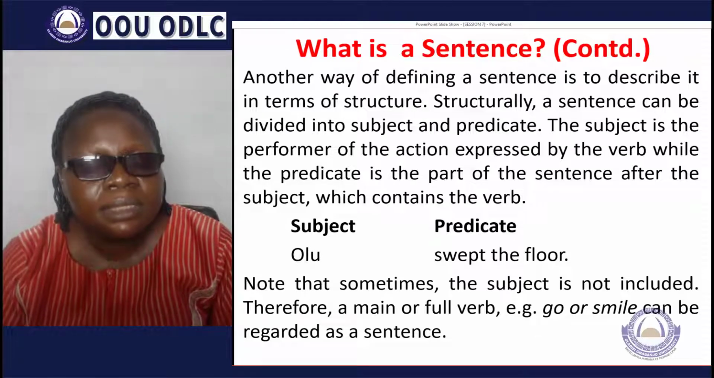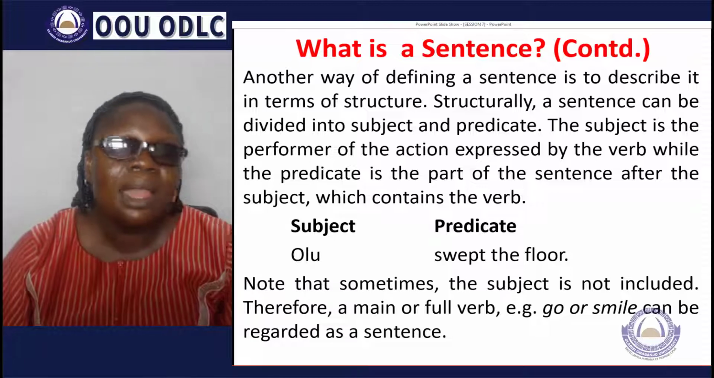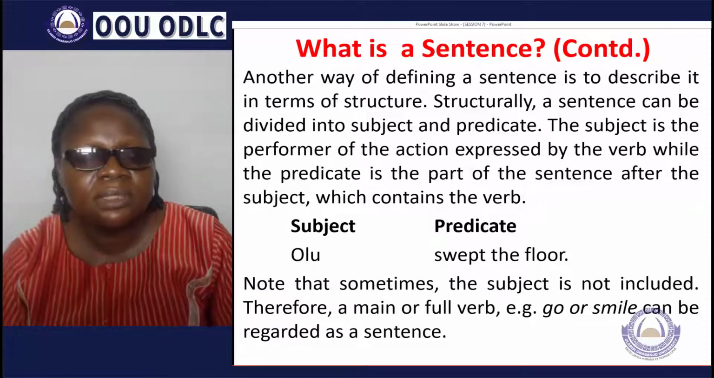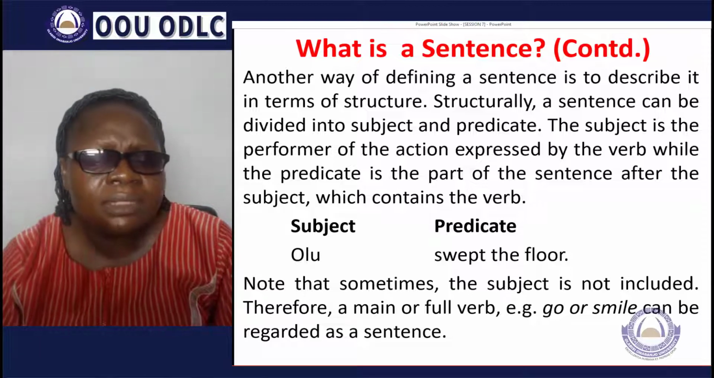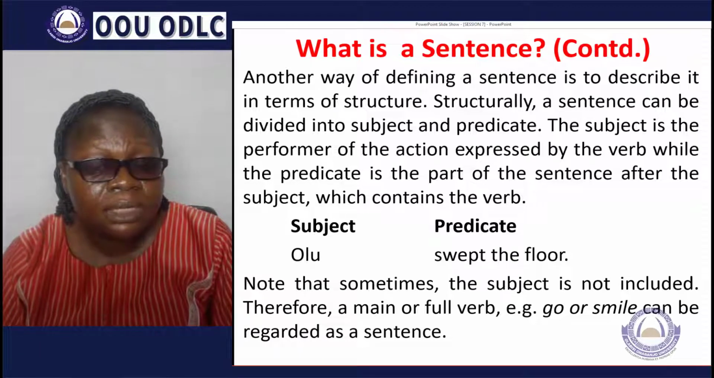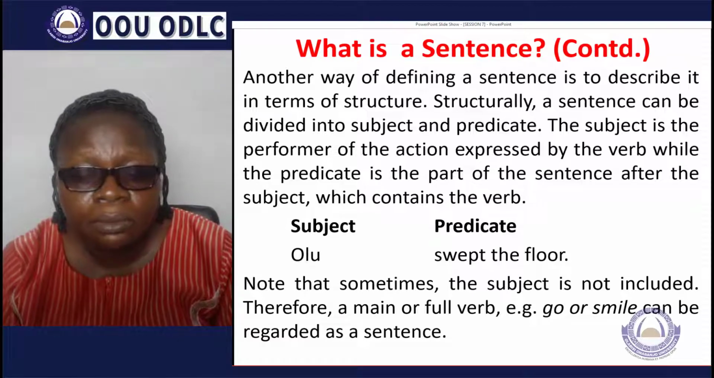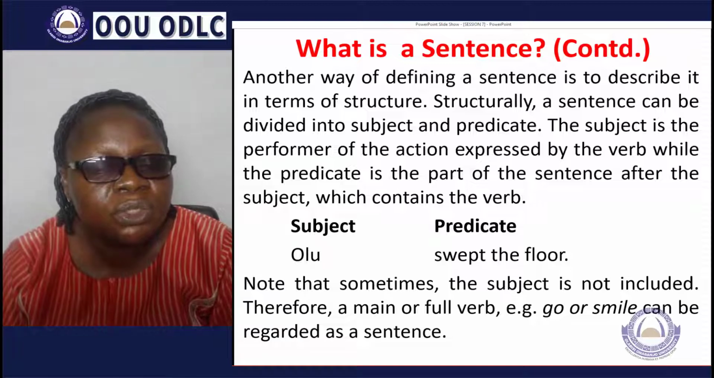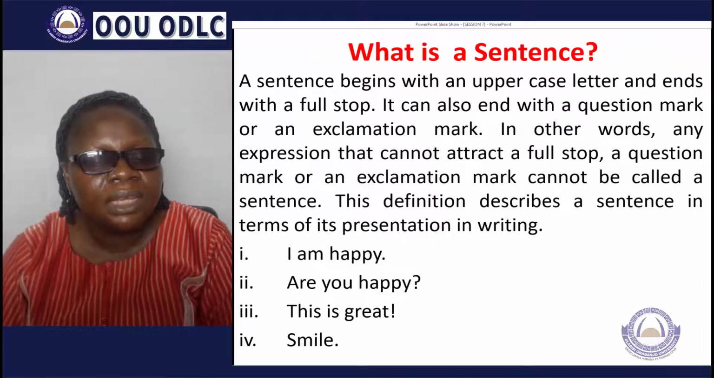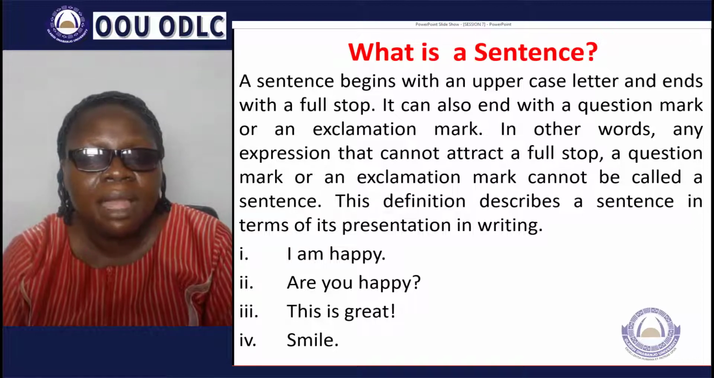So, a sentence can be divided into two, the subject and the predicate, as you can see on the screen. You need to note that sometimes the subject is not included in the sentence. Therefore, a main or full verb can be regarded as a sentence, just as I have demonstrated to you on the screen here. That's number 4, where you have smile.